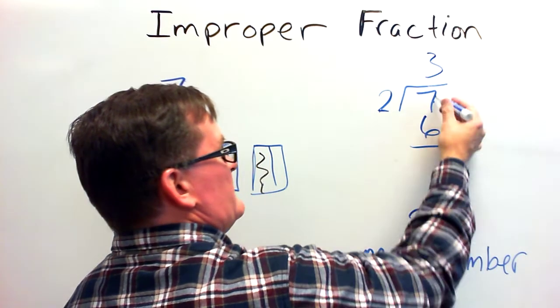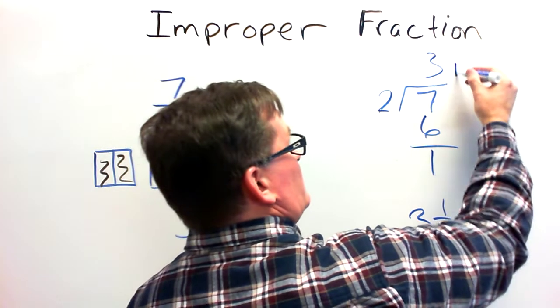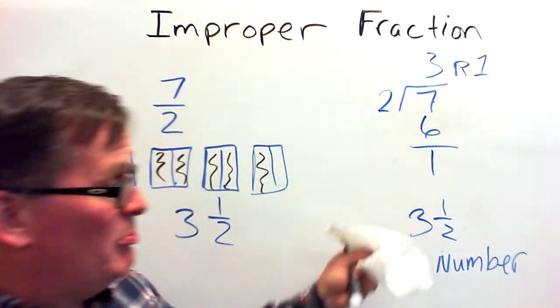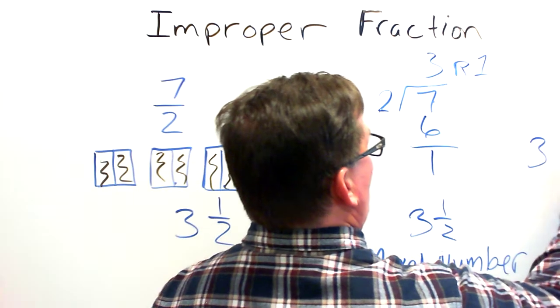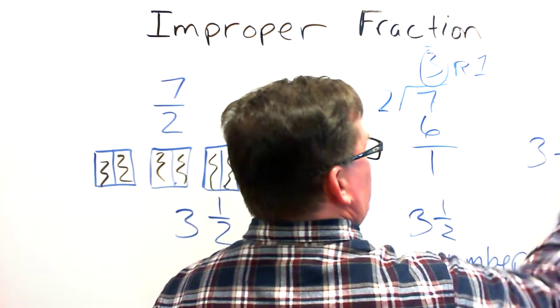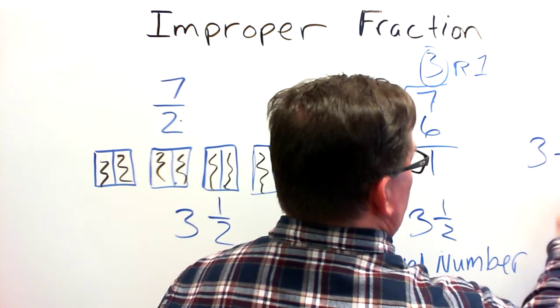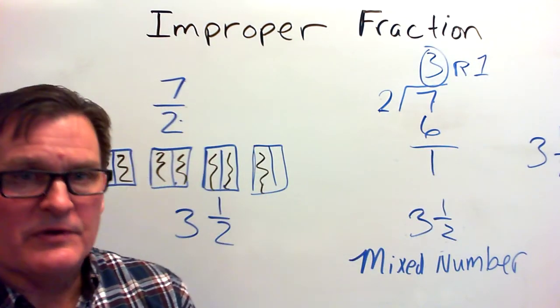2 times 3 is 6. 7 minus 6 is 1, so I took care of 6 of them. I have 1 remaining. So in the old days, this would have been 3, remainder of 1. But now we need it to be in fractional form, so it's 3 and 1. Remember, the 3 is the answer, the 1 is the remainder, and the 2 is the denominator that was the same as the original fraction. It's going to continue to be the same. So that's how you convert procedurally from one to the other.